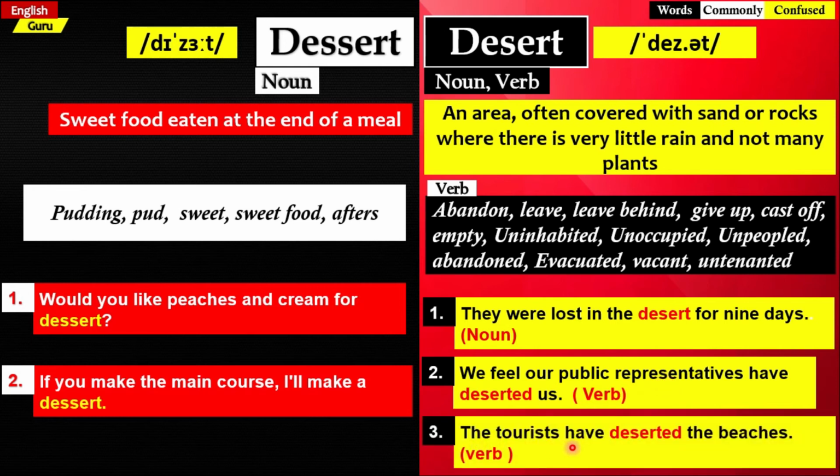Third one: the tourists have deserted the beaches. So they left the beaches. They vacated the beaches. So here deserted is used as a verb.